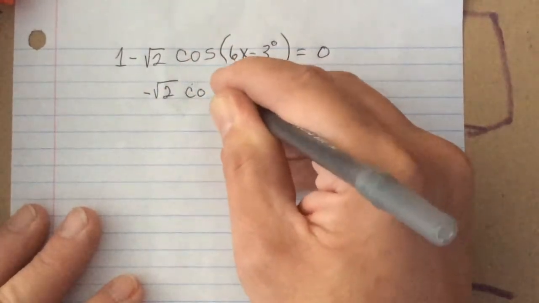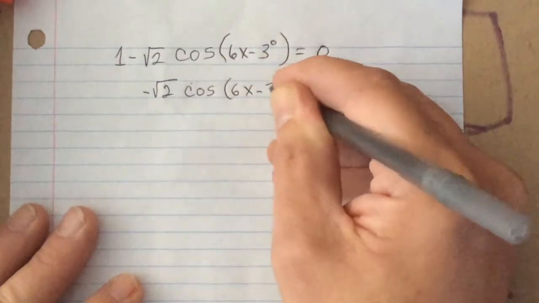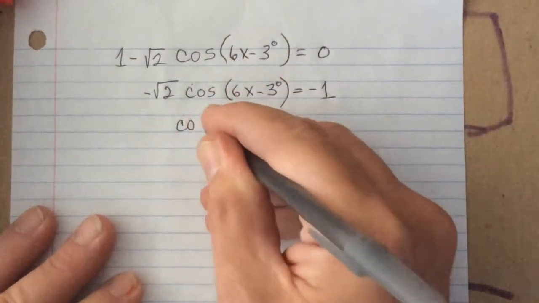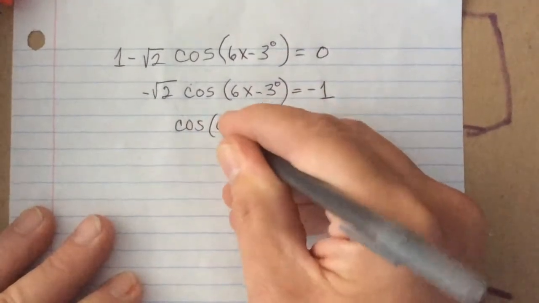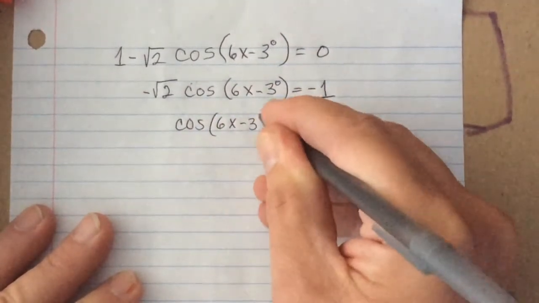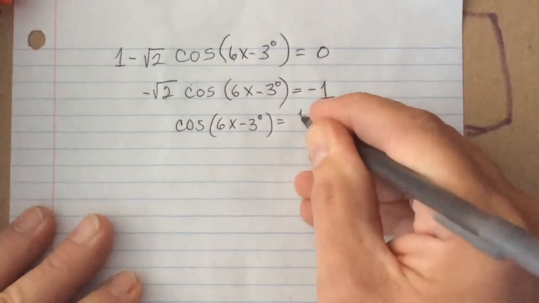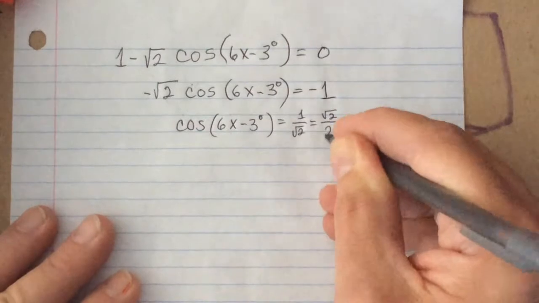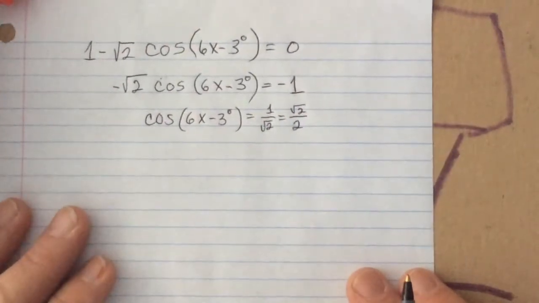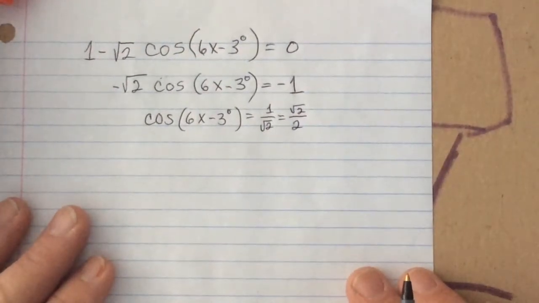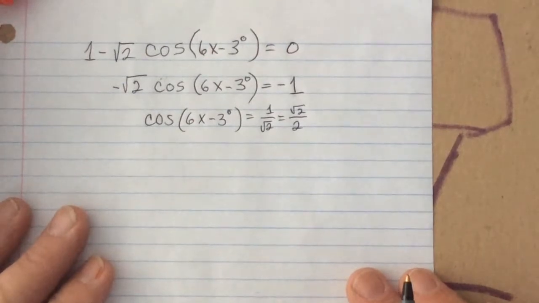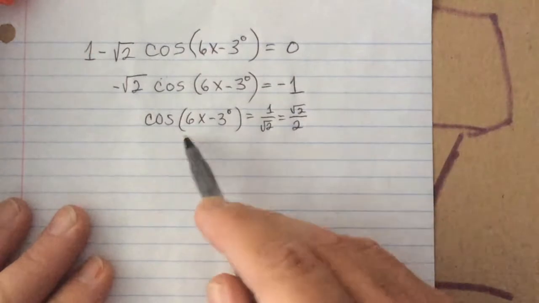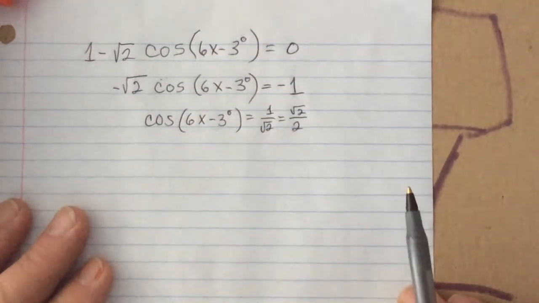So I've subtracted 1 from both sides. Now I'm going to divide both sides by the square root of 2, negative square root of 2 to be exact. And that's going to give me 1 over the square root of 2, which is actually the square root of 2 over 2. At this point, the question is, what angle has a cosine of square root of 2 over 2? So then this has to equal 45, doesn't it?